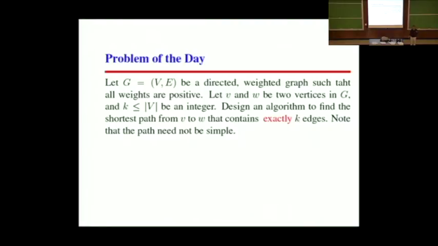And I want to find the shortest path with that number of hops. Any questions about what the problem is asking? Am I claiming it's possible? I'm claiming it's certainly possible in that I want to know what is the shortest path from V to W that contains exactly K edges. It might not be the shortest path over the whole graph, but for any two points in a network and any K, there is a length of the shortest path that uses exactly K edges. And that's what we're asking to find.